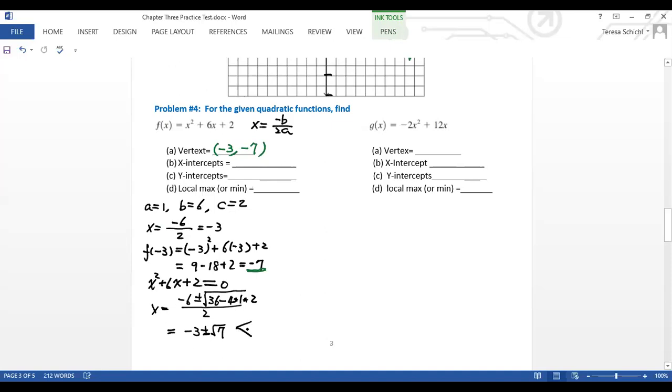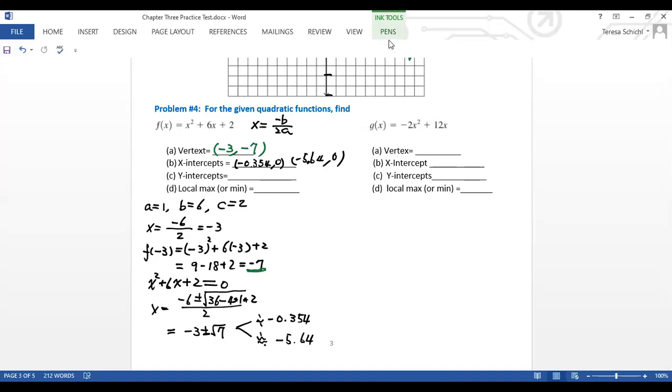So if you plug into your calculator, one number will be pretty close to negative 0.354, and the other one will be very close to negative 5.646. So my x-intercepts will be negative 0.354 and negative 5.646 here, right? So this is how you find the x-intercept by using the quadratic formula.